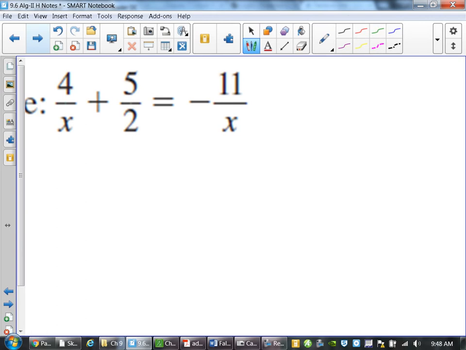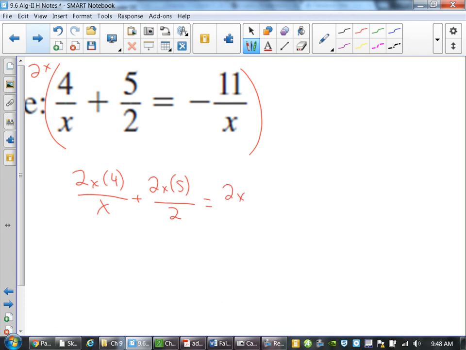Multiply everything by 2x. I'm going to go the long way here again one more time with variables, just to show you guys what happens when you have long form variables. Distribute your 2x to everything. You're going to get 2x times 4 over x plus 2x times 5 over 2 equals 2x times the negative 11 over x. And then, like I said, I'm showing you the long way first, and by all means, you can go back and do the quicker way of doing it if you'd like, not a big deal.